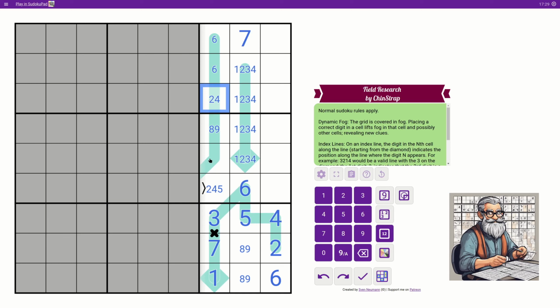But what else? Can 5 be here somewhere? Yeah, as long as it's 2, then it's fine. Or 4. So this could be 5, 4. So the other way around. 5, 4. Okay. Right.